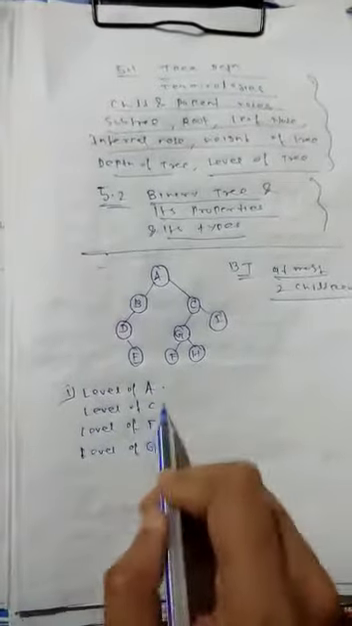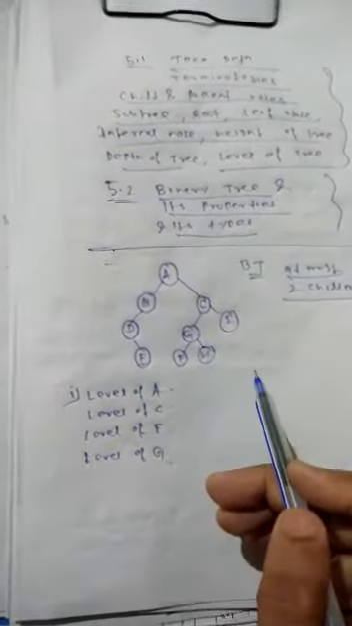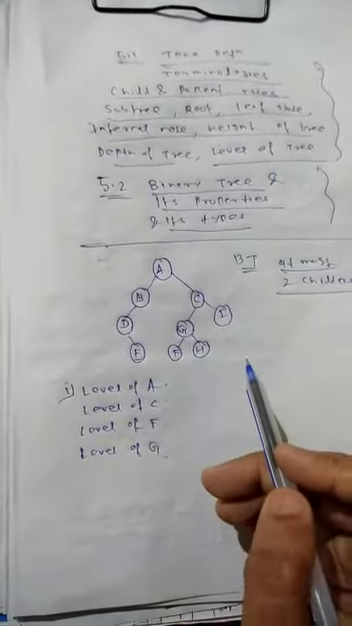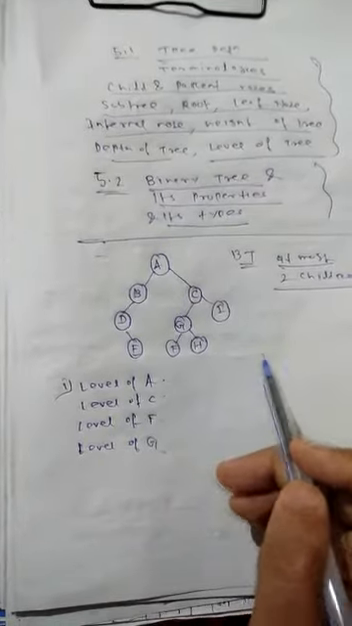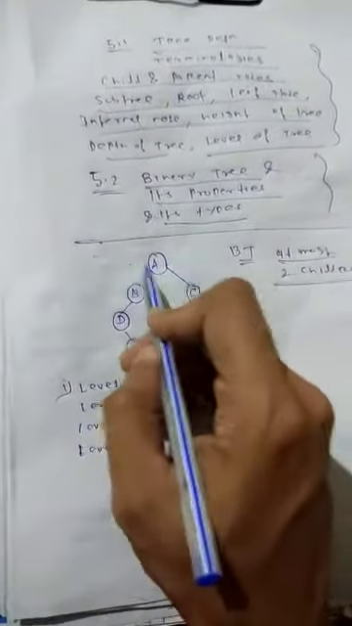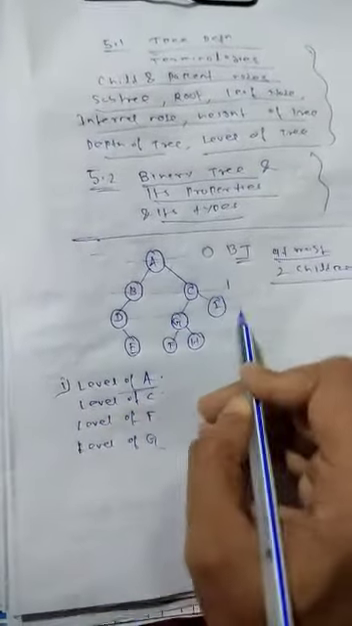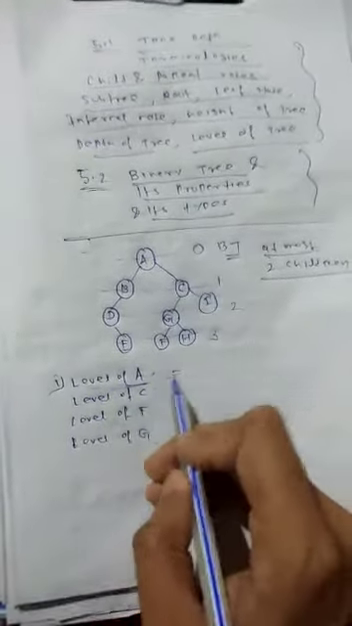So suppose this binary tree is given and the question asks: calculate the level of A, level of C, level of F and level of G. As you know from the previous lecture, the level is the distance from the root to that node. Calculate the level of A, that means the level of the root. This is the root of the tree and these are some leaf nodes of the tree. The level always starts at 0: the root is at 0, then the next level is 1, the next is 2 and the next is 3. So what is the level of A? That is the level of the root, that is 0.